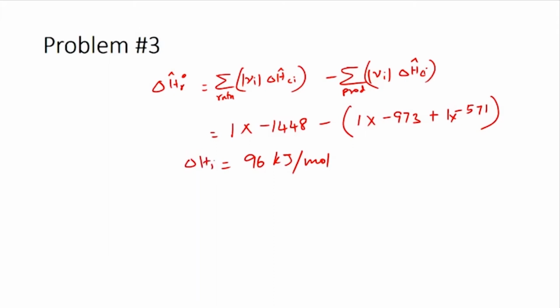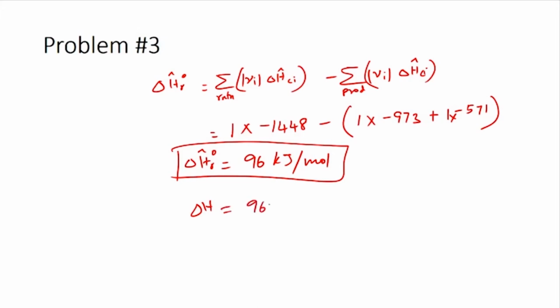So, the heat of reaction for this particular process, where serine is converted to glycine, is 96 kilojoules per mole. We have been asked to calculate the change in enthalpy for 100 moles of glycine being produced. So, that would mean delta H would be equal to 9600 kilojoules. This is the final answer we are looking for.